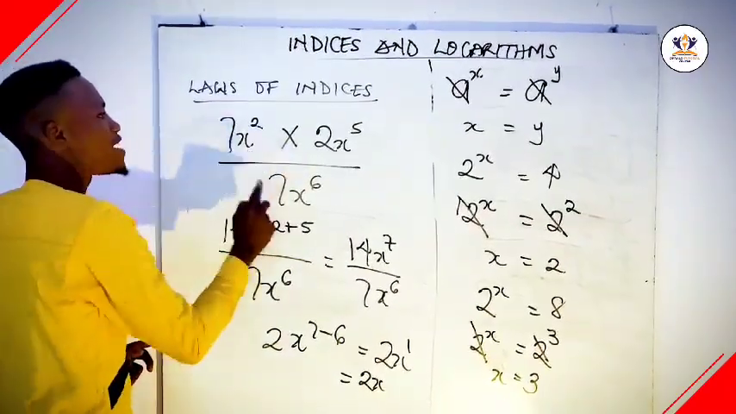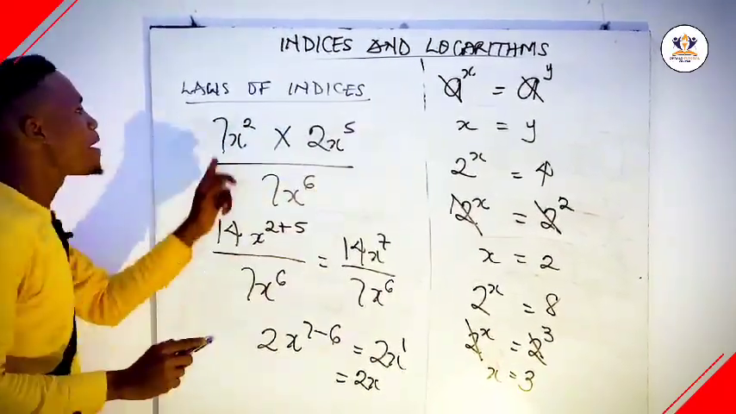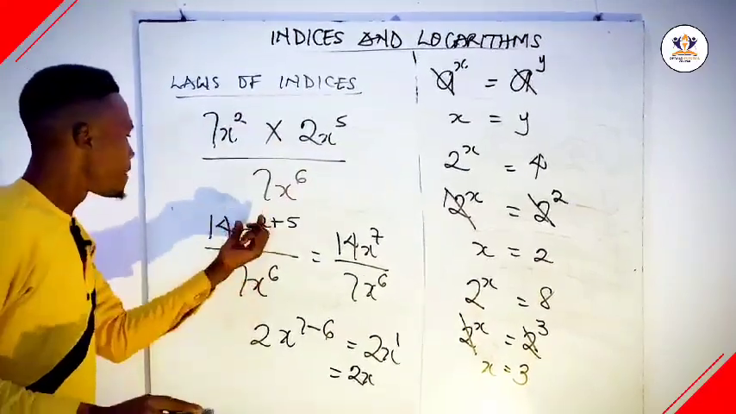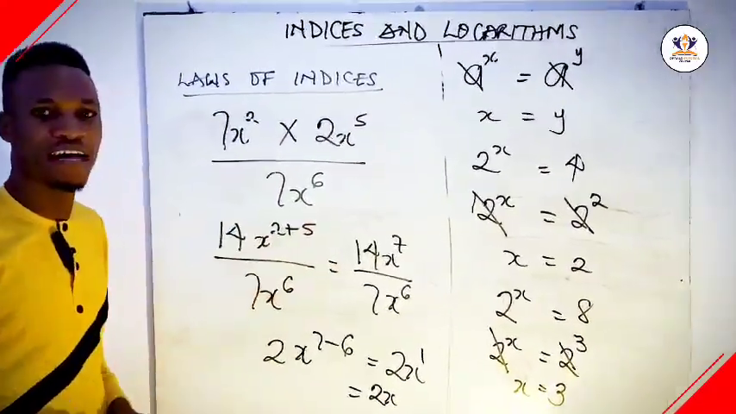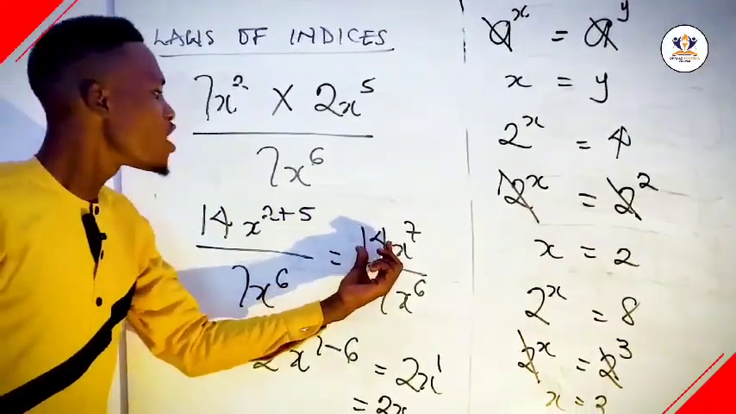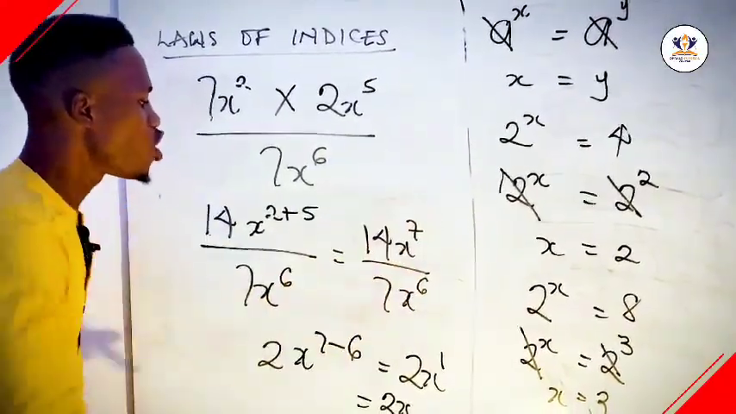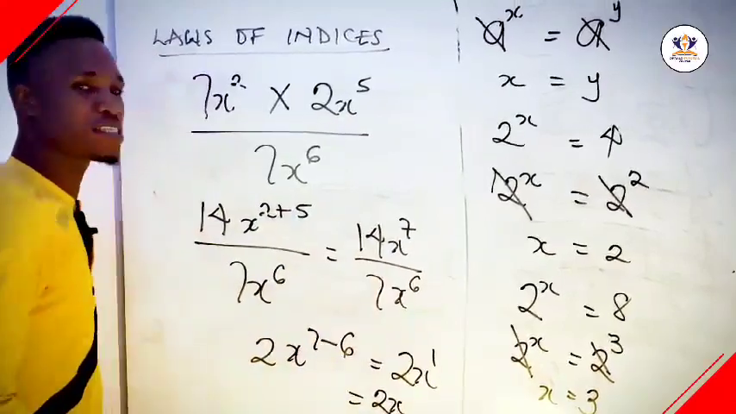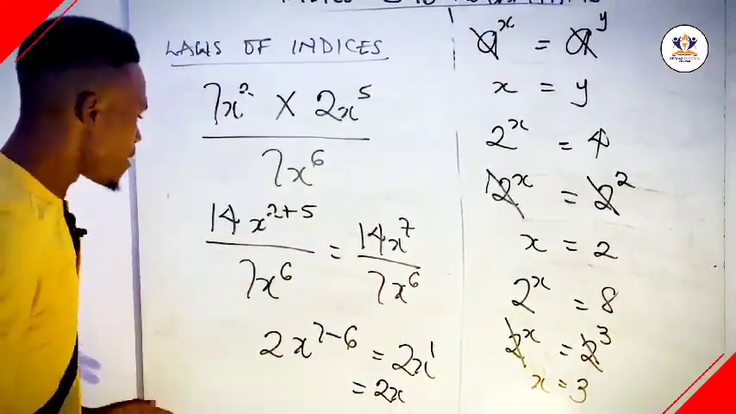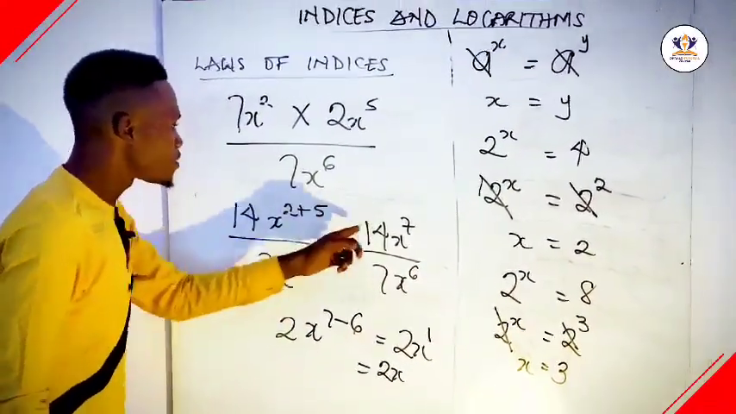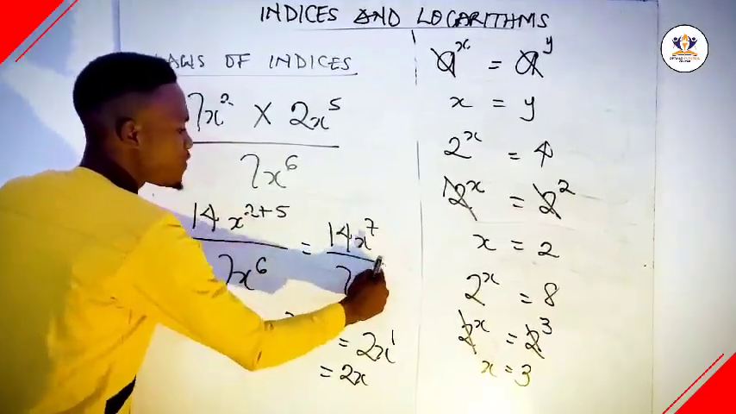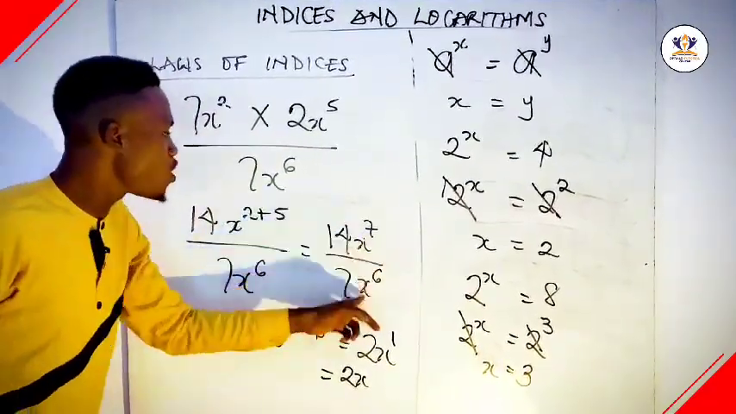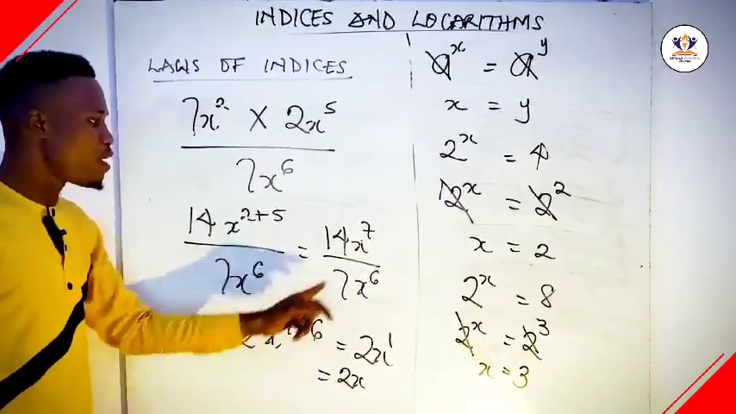We have x squared here. We have x raised to the power 5 here. Bring one of the x here. Then you add the powers. That's 2 plus 5. Which is 14x raised to the power 7 all over 7x raised to the power 6. So from here, we have 14 divided by 7, that is 2. Now we have x raised to the power 7 divided by x raised to the power 6. Take one of the x. Then what will you do to the power?